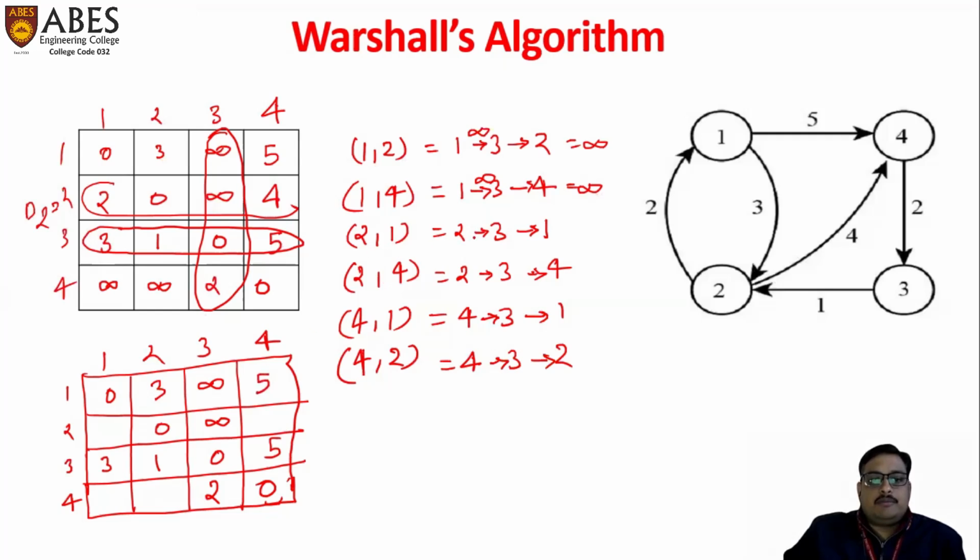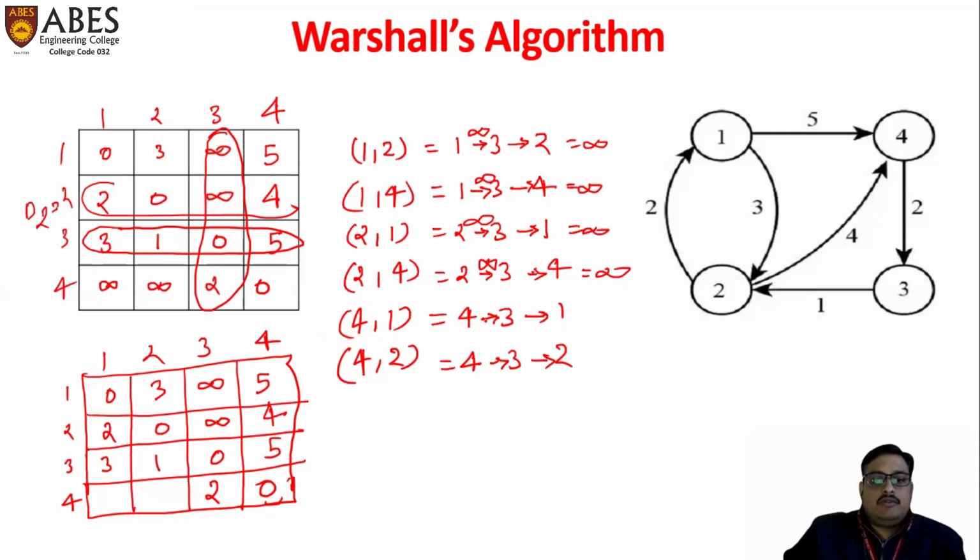Now come to 2,1. For 2 to 3, we see it is infinity, so again it will be infinity, and the previous value of 2,1 is already 2, so we'll copy this value. Now come to 2,4. For 2,4 we have 2 to 3 and 3 to 4. 2 to 3 is already infinity here also, so there is no change. It will be infinity, and the existing value of 2,4 is 4, so we'll take the minimum.